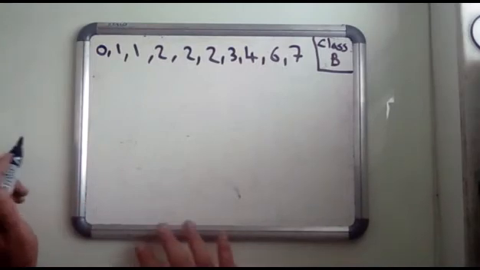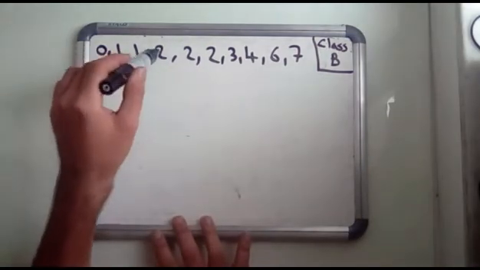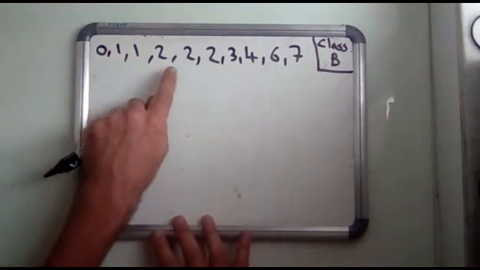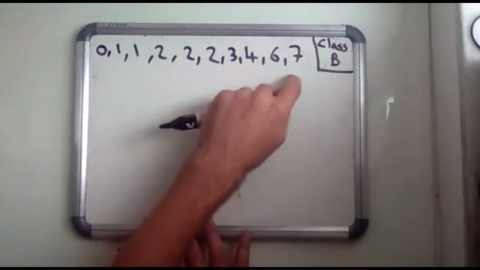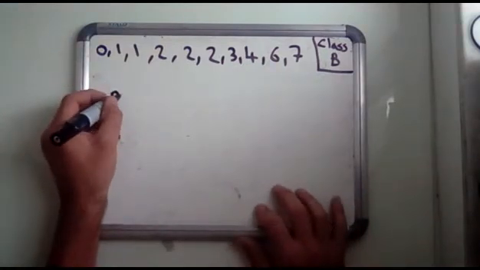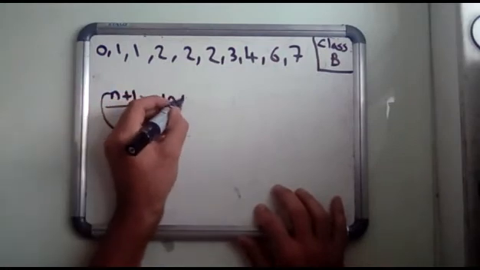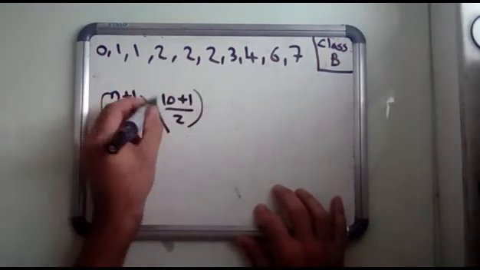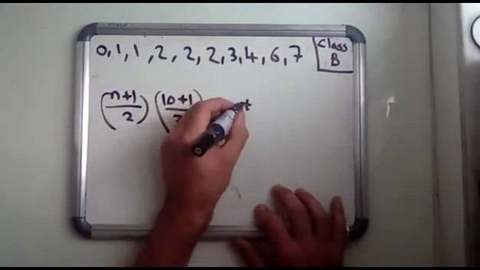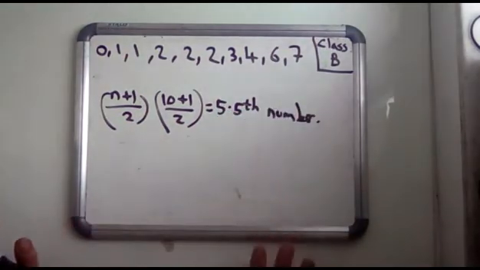So say you had a class B, I've already put the numbers in order: 0, 1, 1, 2, 2, 2, 3, 4, 5, 6, 7. That is 10 people in the class. So the median is going to be n plus 1 over 2, or 10 plus 1 over 2, which is 11 over 2, which is 5.5. So it's the 5.5th number, which means it's halfway between the 5th and 6th.